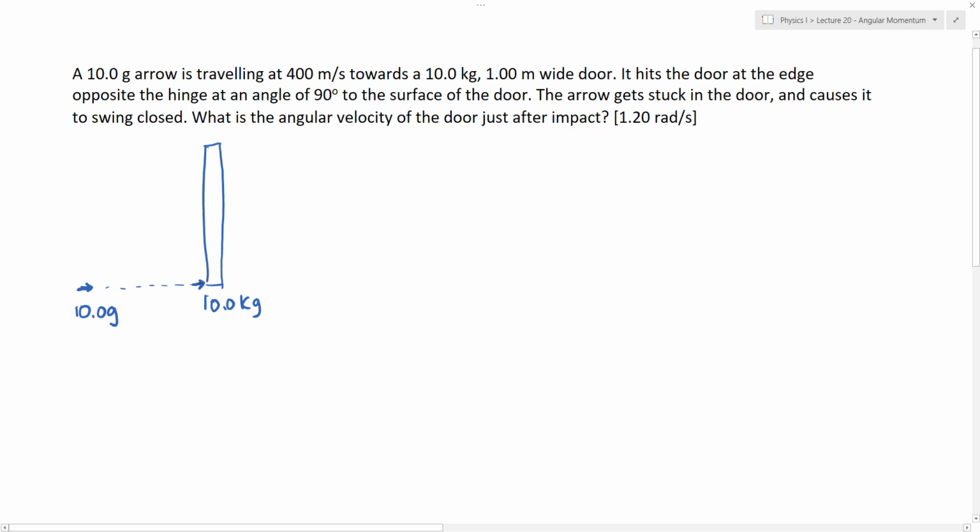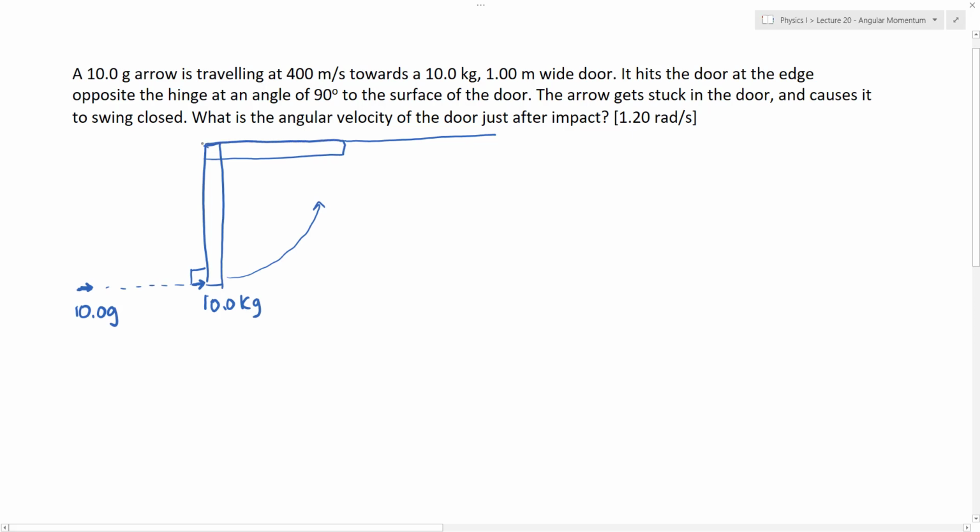Okay, it hits the door at the edge, opposite the hinge, at an angle of 90 degrees. So it hits it perpendicular to the surface of the door. The arrow gets stuck in the door and it causes it to swing closed. So let's say right now the door is open. This is the wall basically, like this. And then the door is going to swing and eventually it's going to close like that.